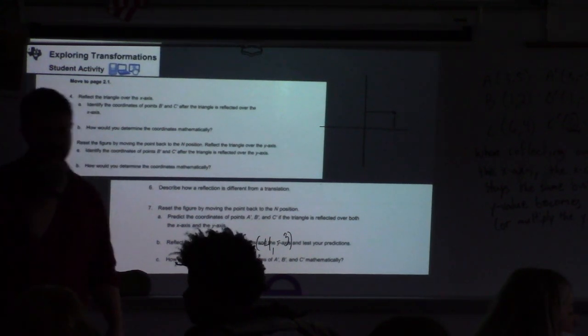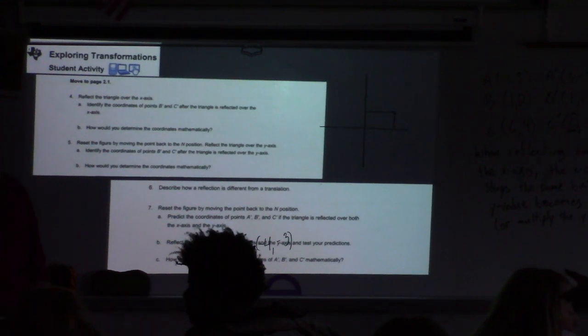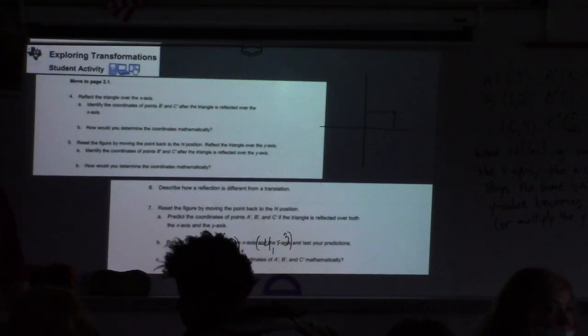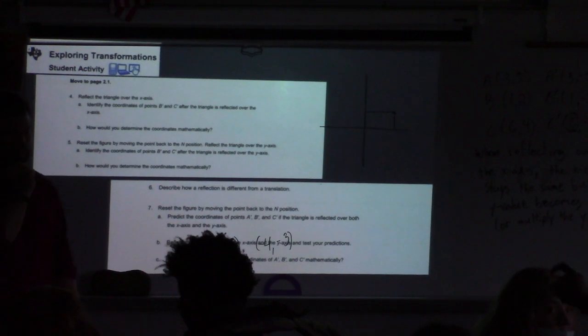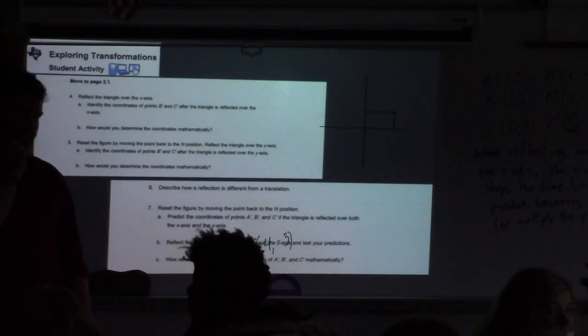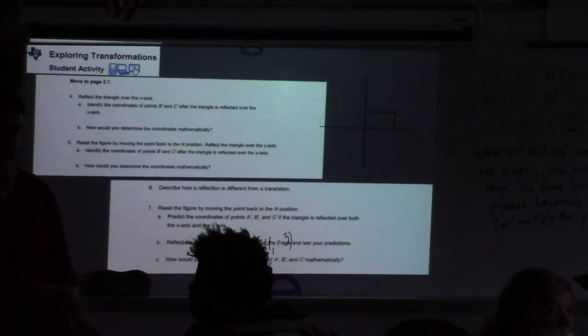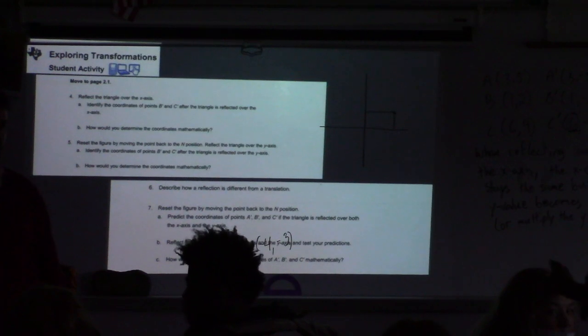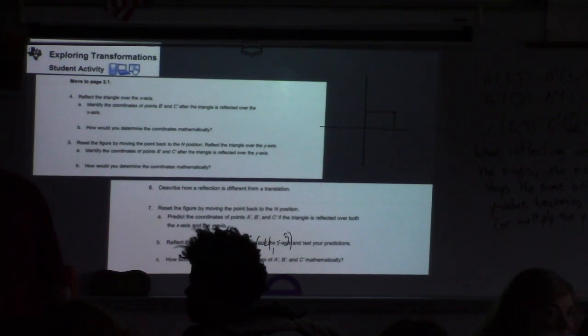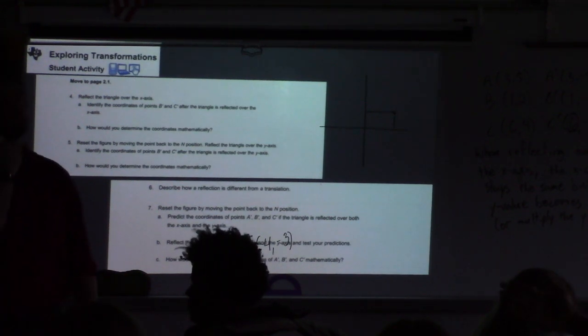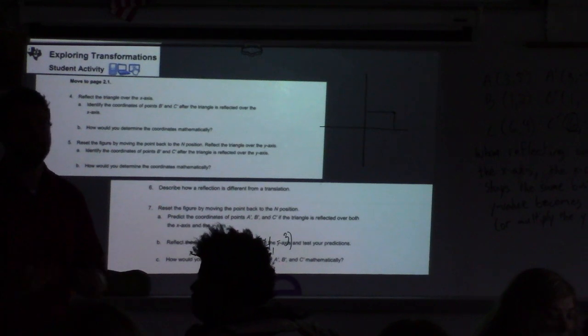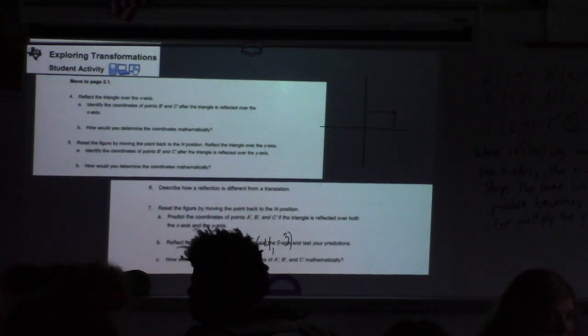Jalen. Oh, so like a transformer, like you moving it. A what? Translation. Thank you. Translation is the term. So like, you just moving it around. For reflection, you go perfectly straight and perpendicular to the other side, to the line of reflection, the x-axis or y-axis. So the line of reflection is literally a reflection.